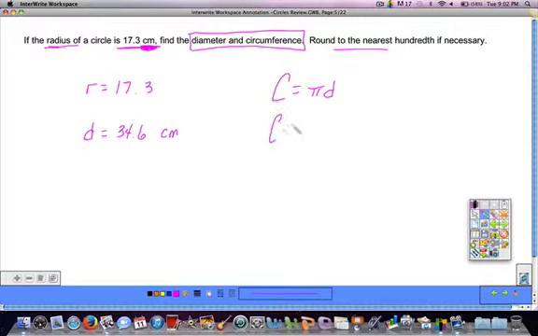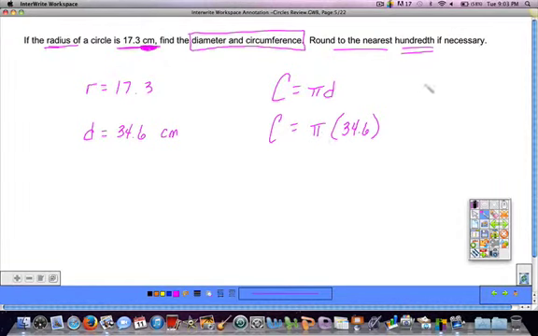All right, C, we don't know this time, but I do know the diameter right here. So now I've got pi times the diameter, which is 34.6. You don't actually need the parentheses in your calculator, but it's a good habit to get into. So if you multiply these two things out, and it says round to the nearest hundredth. By the way, make sure you're using the pi button in the calculator.